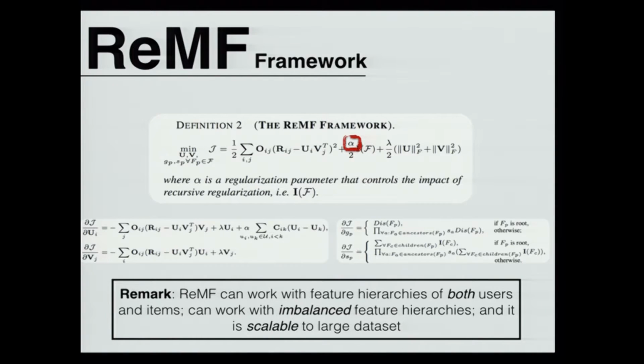As a remark, this proposed framework can work with feature hierarchies of both users and items. Before, we used users as an example, however it can also be used for items. And it can work with imbalanced feature hierarchies and is scalable to large data sets. You can refer to our paper to find the detailed analysis of the complexity of this algorithm.